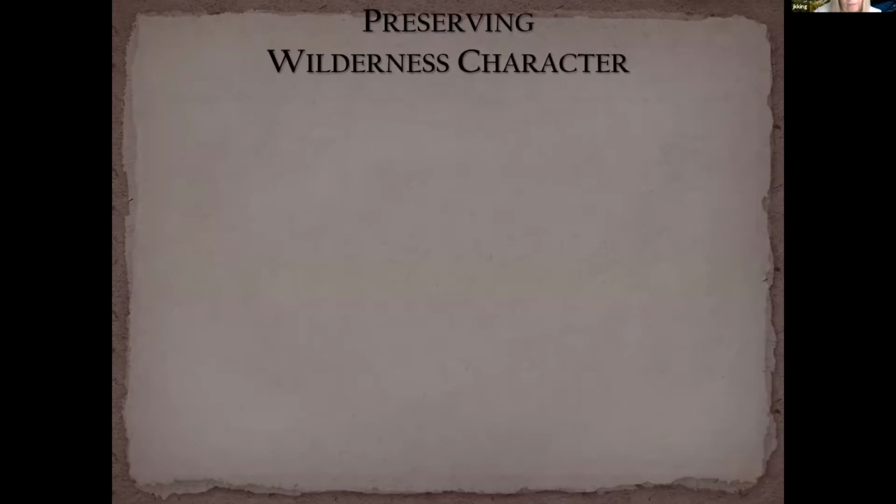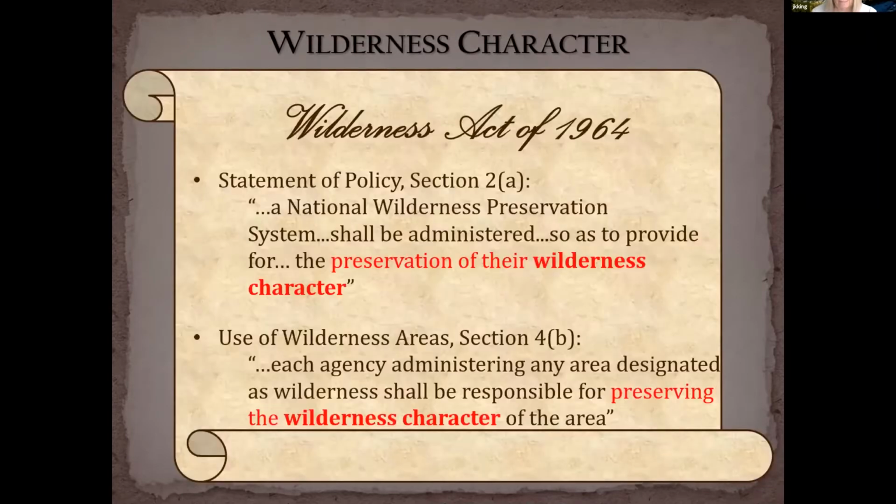And now I'm going to talk just a little bit about the Wilderness Act. So the Wilderness Act refers to wilderness character in more than one place. It doesn't define it, but it refers to it and then says, any agency administering any area designated as wilderness shall be responsible for preserving the wilderness character of that area. So we see that really clearly in the law.